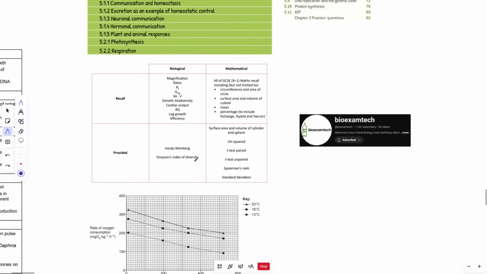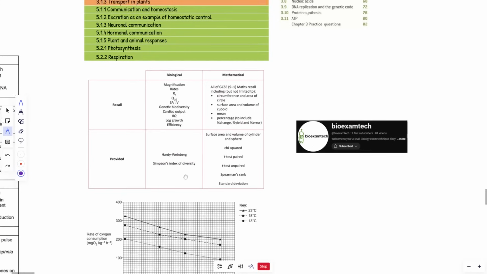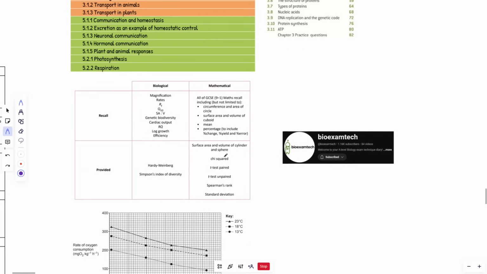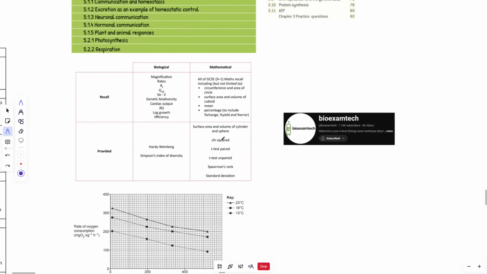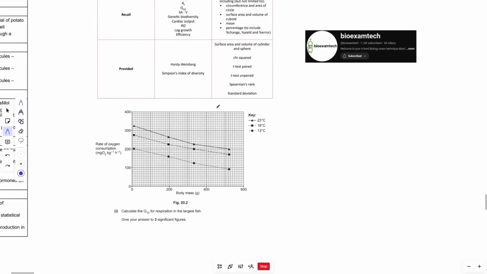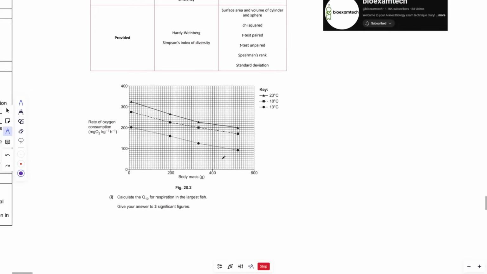Now, you're provided with the Hardy-Weinberg and the Simpson's index of diversity, but you need to know how to use these and how to apply them. Okay, it doesn't apply here, but it applies in paper 2 and 3. Next up, even though for these statistical tests, if you need to do equations, they are provided to you, you need to know how to use them and how to interpret them in questions. So make sure you revise your stats. Stats is super common in biology. Make sure you know your fundamental equations for biology that you need to recall that aren't given to you, and go from there.